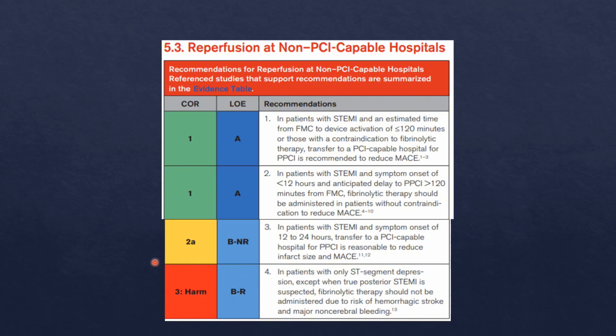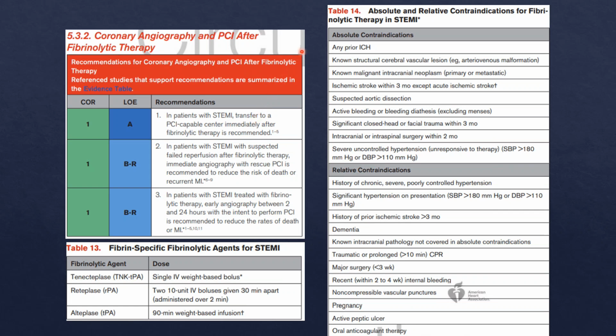So you have given a patient fibrinolytic therapy in a non-primary PCI center, and next comes the question of when you want to transfer the patient. A patient with STEMI should be transferred to a PCI capable center immediately after fibrinolytic therapy, and it has got a class 1 recommendation. And in patients with STEMI with suspected failed reperfusion after fibrinolytic therapy, immediate angiography with rescue PCI is recommended to reduce the risk of death and recurrent MI.